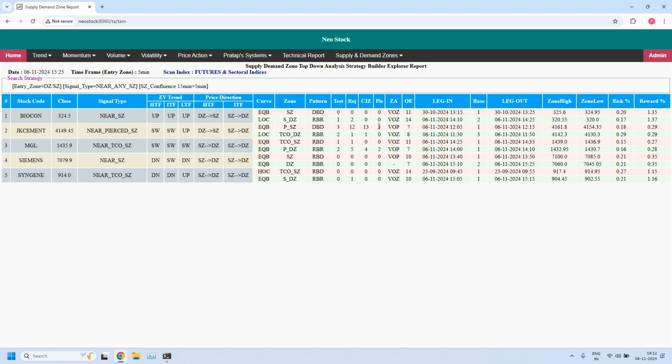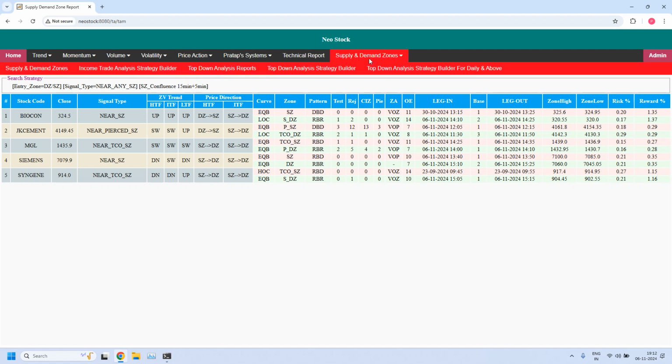Out of these 5, the second one you have to ignore, it is a pierced supply zone, because we are looking for stocks near supply zones. Okay, this is about stocks near demand and supply zones for different time frames.